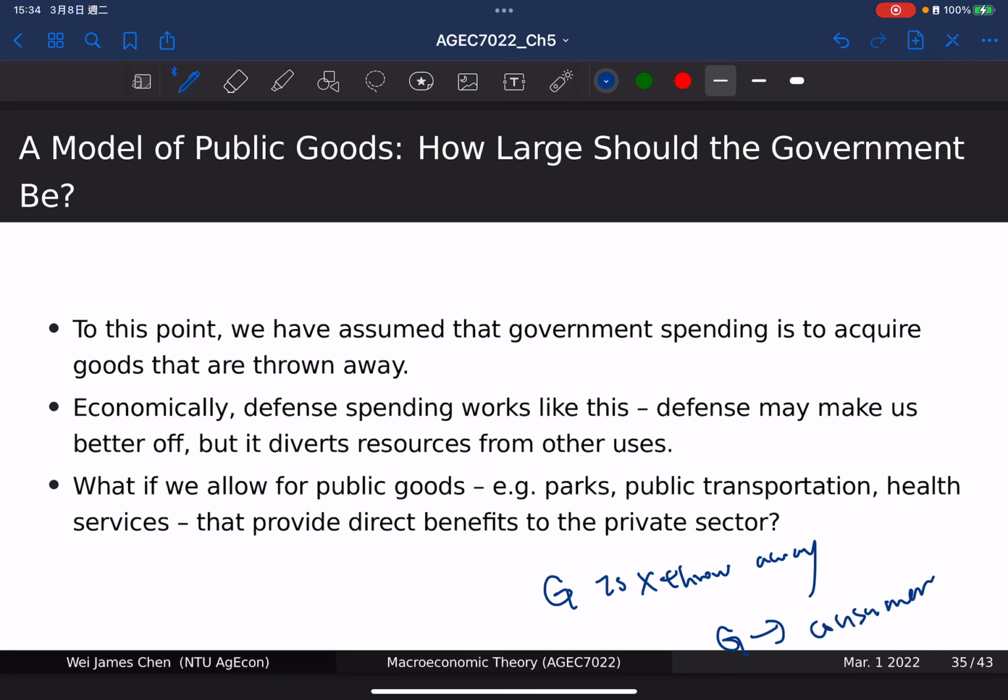We're going to look at this model, and this model will tell us how much is the optimal level of government spending. In other words, how large should the government be? That's the main question we'll discuss here. That's a very common political debate, at least in the US. The Republicans, generally speaking, argue for a small government, and the Democrats argue for a big government. That's the difference in government size.